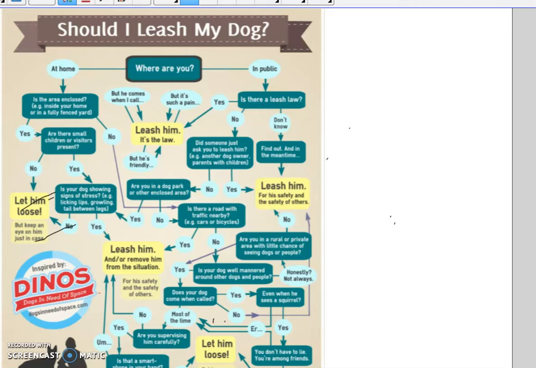There's not a leash law. Well, did someone just ask me to leash him? Yes, I ran into an old lady at the park who's terrified of my dog. Yes, then I need to put him on a leash because that's the kind thing to do, right? So as you follow through this, you can figure out where you need to be based on all the rules. I can show this to you later if you want to see it later.